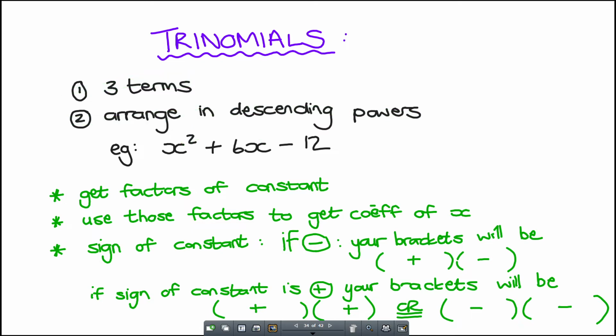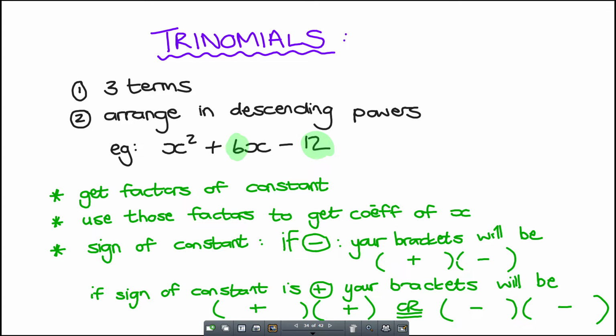Right, then we said on that slideshow, first things first, we get factors of the constant. So in this case, it would be factors of the 12. Meaning 12 times 1 or 6 times 2 or 3 times 4. Then step 2, use those factors to get the coefficient of x. So I've got to use the factors of 12 and the sum of those must give me 6. I've got to use those factors to get the coefficient of x, which in this case is 6.